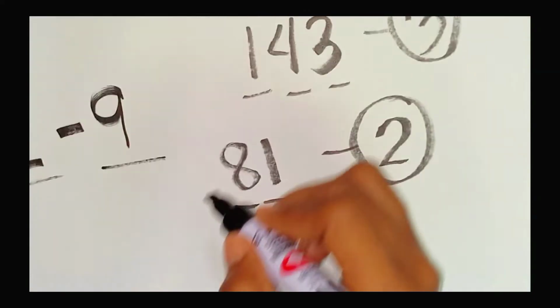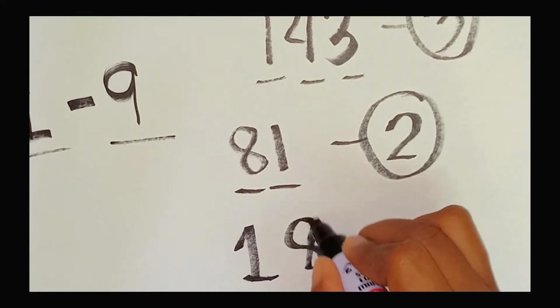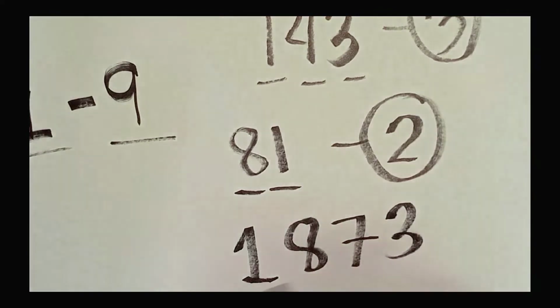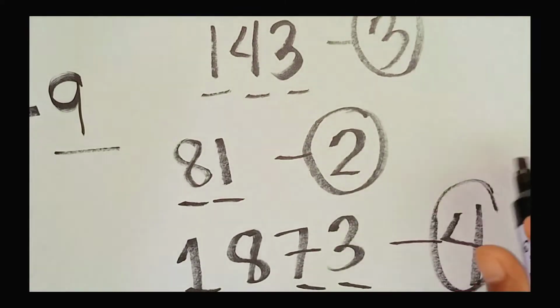Let's try 1, 8, 7, 3. Since these are non-zero numbers, 1, 2, 3, 4. So we have four significant figures.